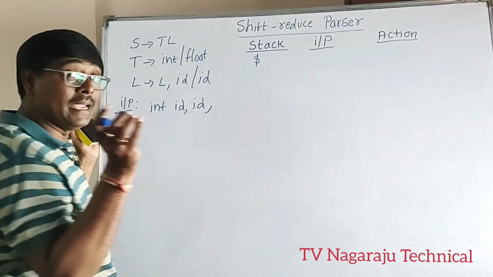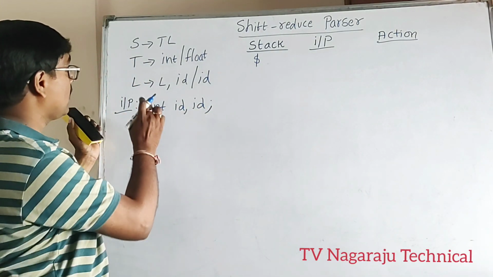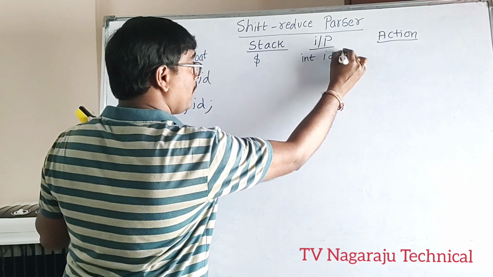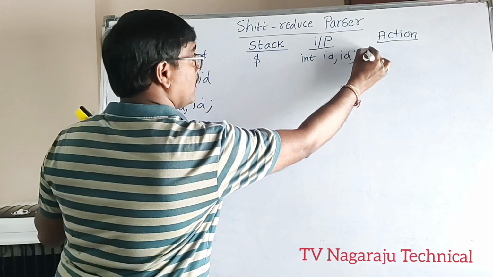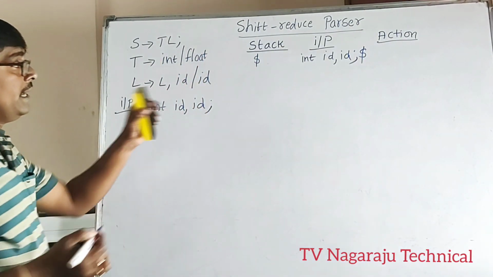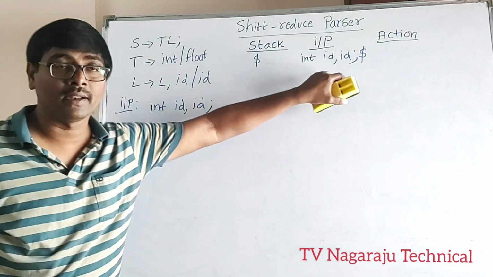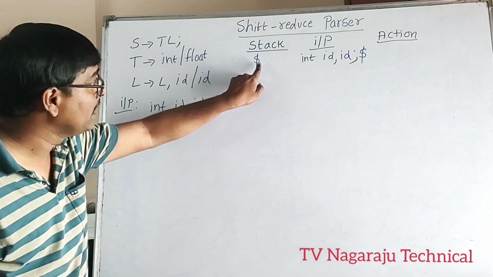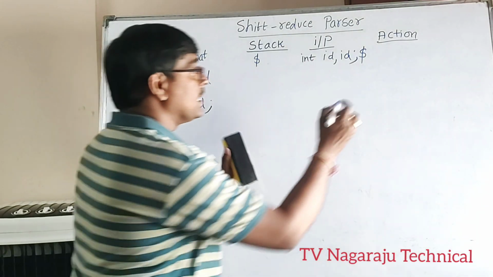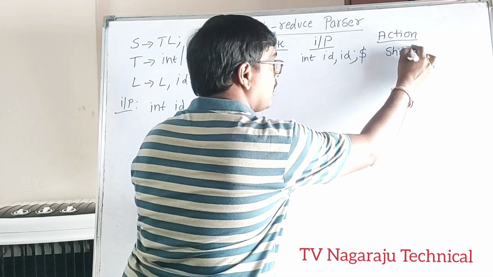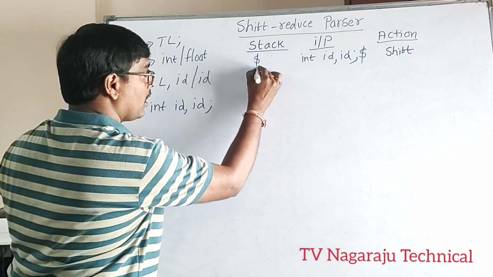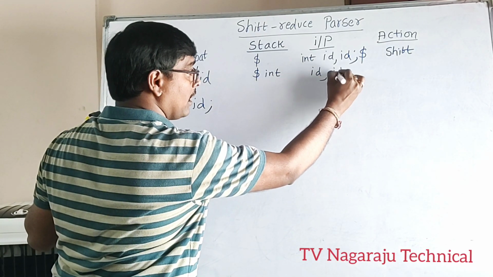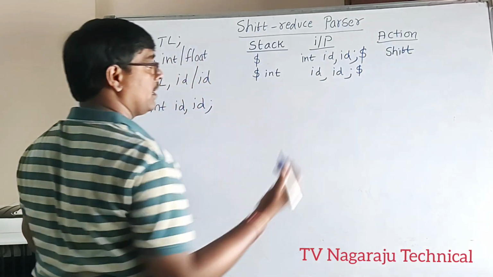Initially the stack is empty, represented with dollar. What is my input? int id comma id semicolon dollar. So dollar is used to represent the end of the string. First one, int, does not match any right side. If it does not match, we simply do the shift operation: dollar int, with input id comma id semicolon dollar.